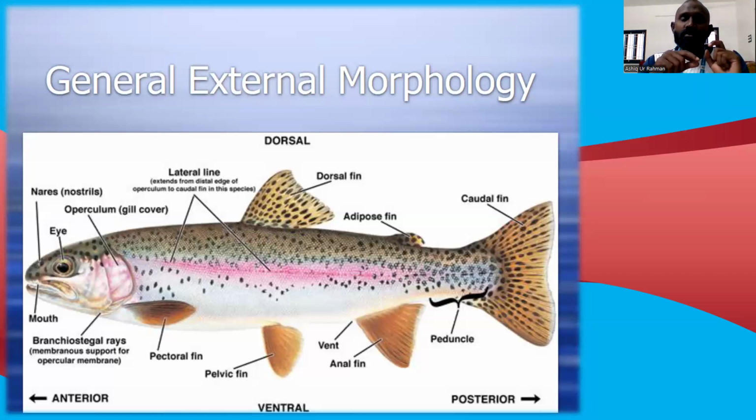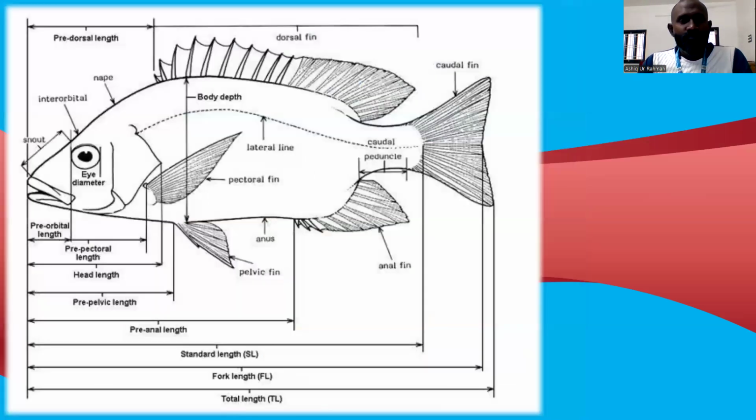As I said earlier, this doesn't mean all the features are present in all species of fish. Some species lack a dorsal fin, some species lack a caudal fin, some species may lack pectoral fins. So it depends on the species, and that's why I said it is a hypothetical fish. Let's move on to the next one.